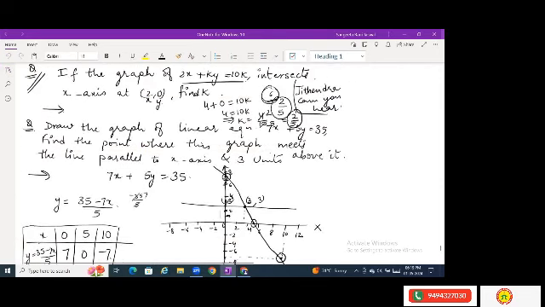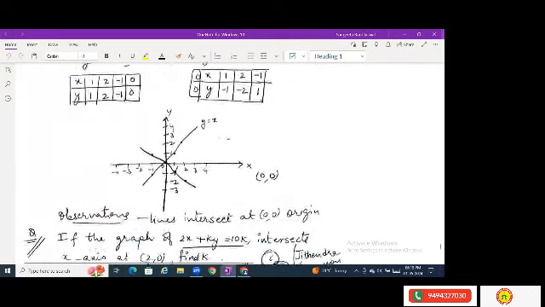Okay, now see, we have done so many graphs also here. Let's take an example.